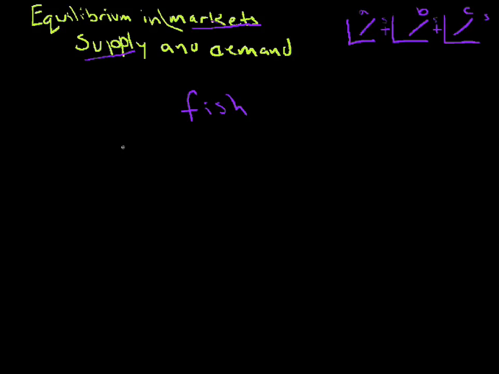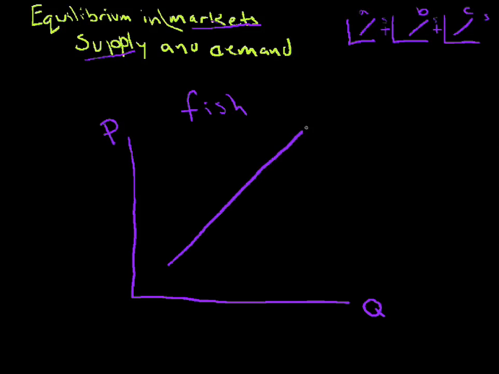Let's say that they are producing fish. We have a price axis over here and a quantity axis down there. Let's put Q and P. Now for each price, these companies are going to produce some fish. At a certain price, we'll add up all their supply like this. That's all of the supplies, A, B, and C.